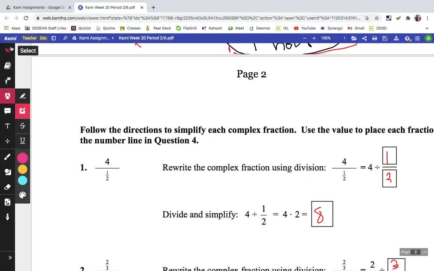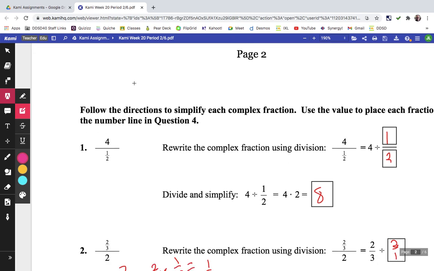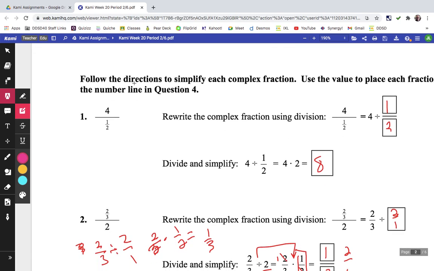Today's recap is going to be an answer key for CAMI week 20. That's last week's CAMI, pages 2 and 3. I already have the answers for page 2 in here, so I will scroll through and you can stop at any point and check that.